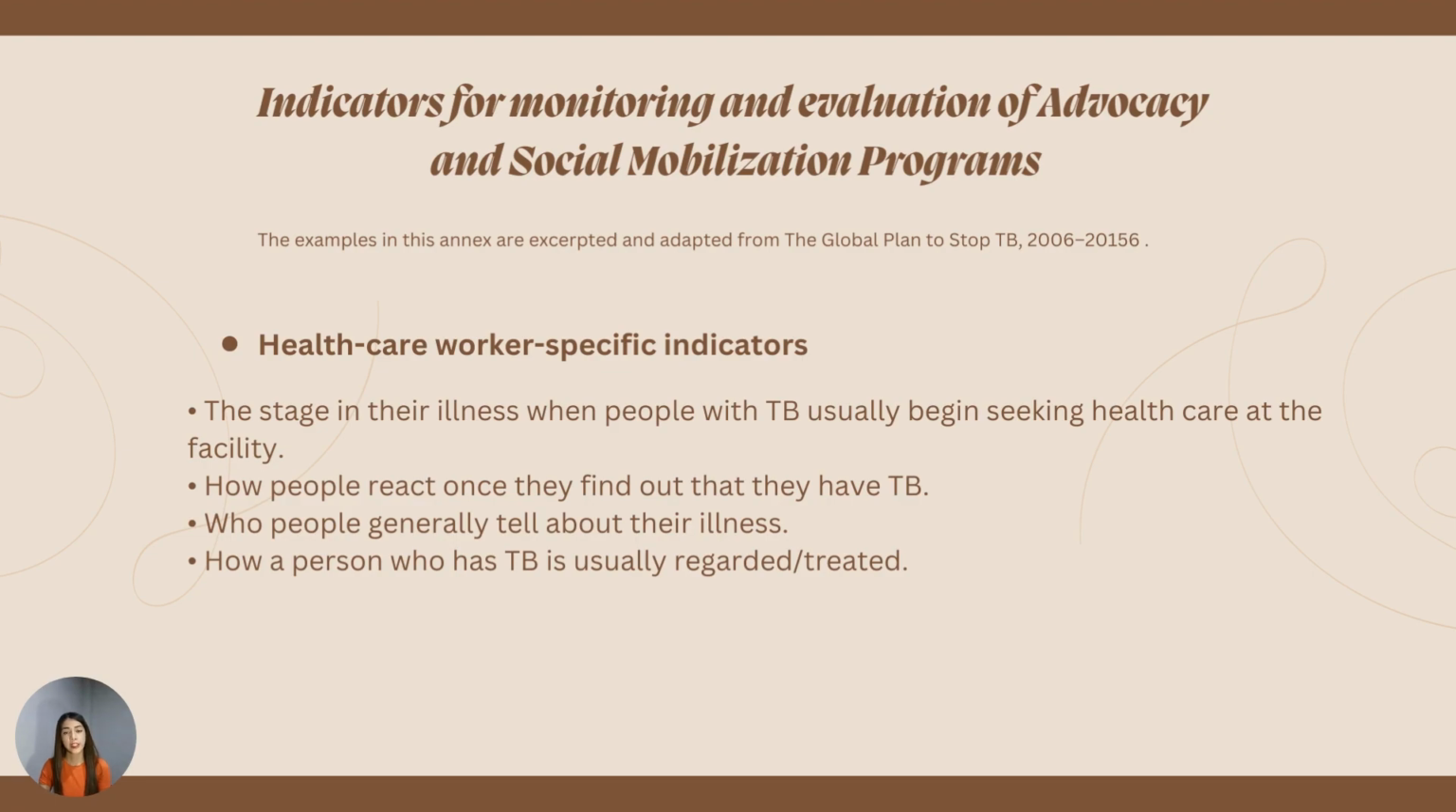The stage in their illness when people with TB usually begin seeking healthcare at the facility. How people react once they find out that they have TB, who people generally tell about their illness, and how a person who has TB is usually regarded or treated. So those are examples of indicators for monitoring and evaluation of advocacy and social mobilization programs.